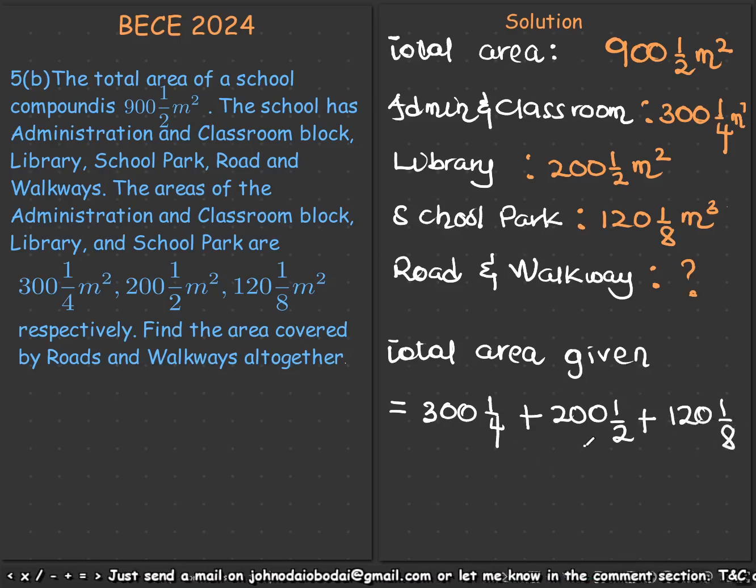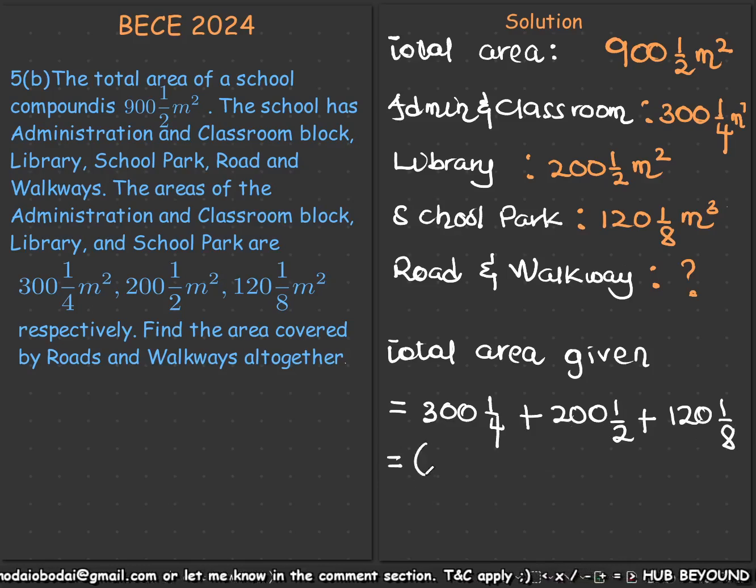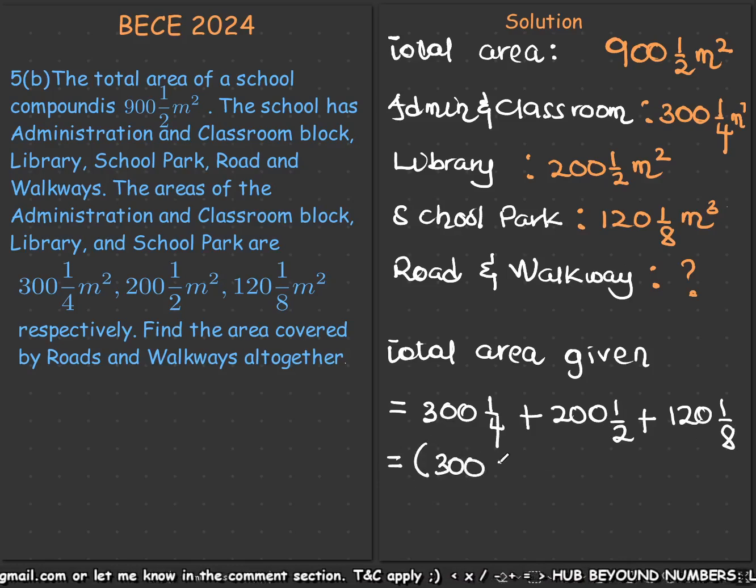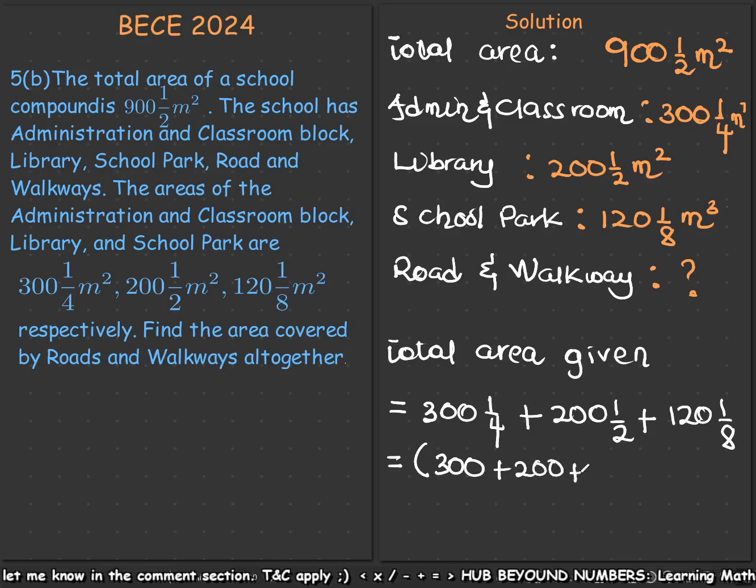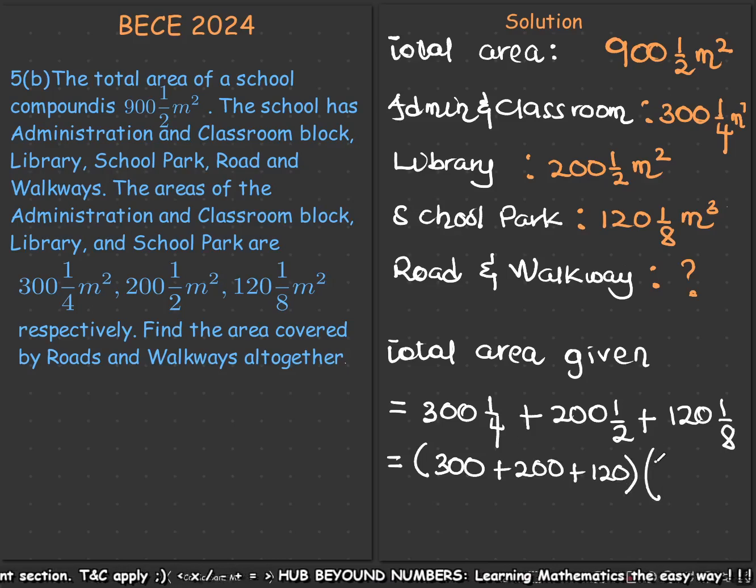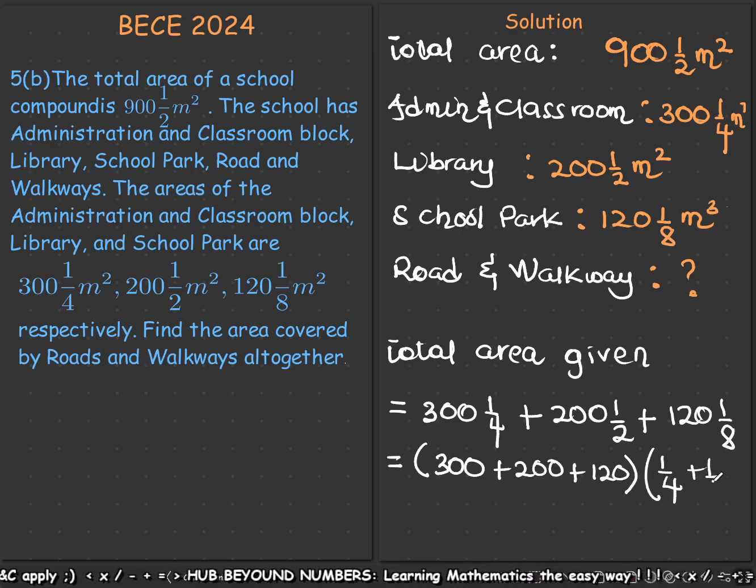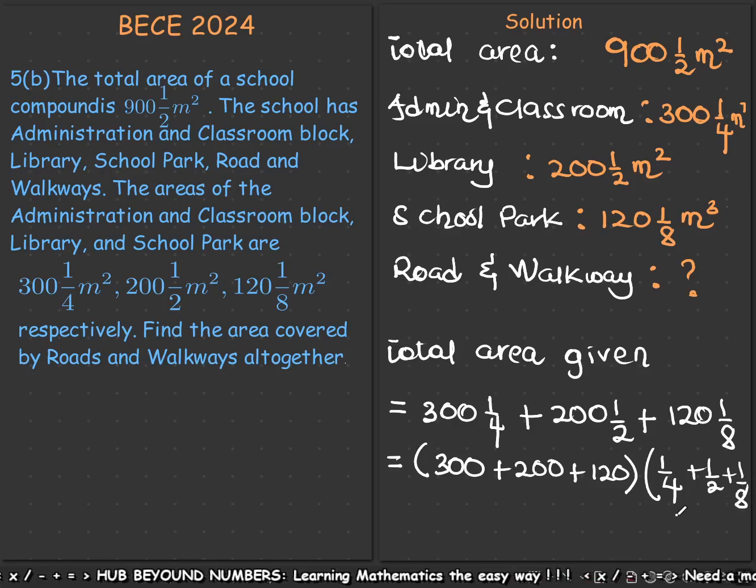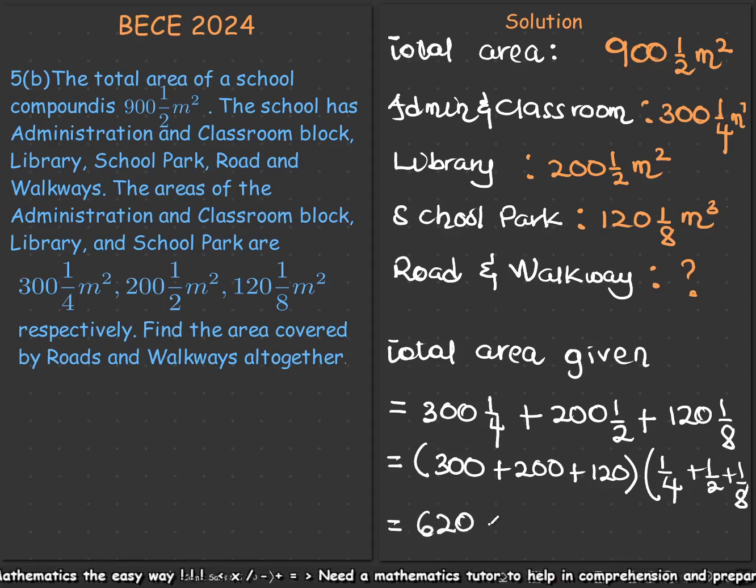With this, if you want to add mixed fractions, you can add the whole numbers separately. So I have 300 plus 200 plus 120 for the whole numbers. Then for the fractions, we have 1/4 plus 1/2 plus 1/8. The whole numbers, 300 plus 200 plus 120, give us 620. Then 620 plus the fractions with denominators 4, 2, and 8.